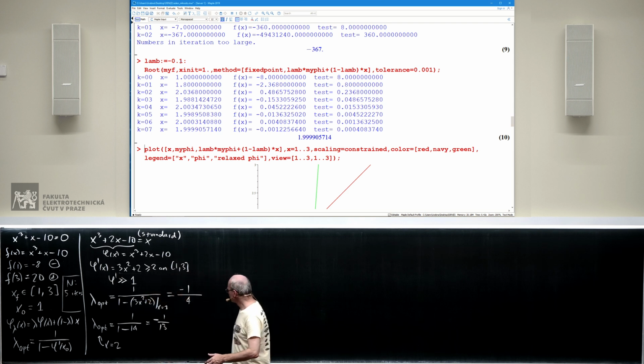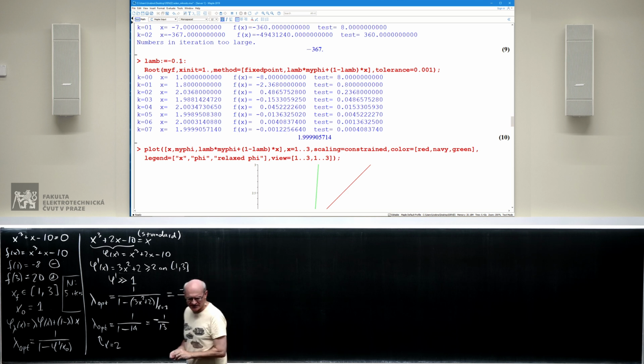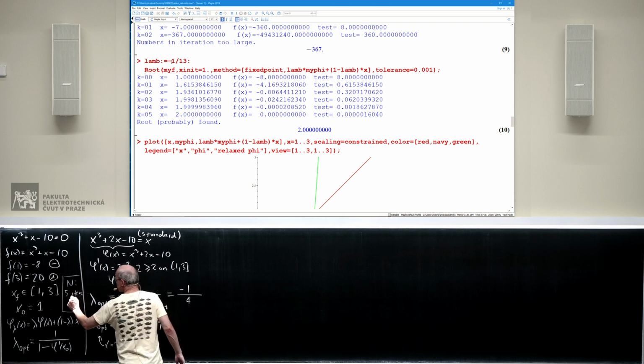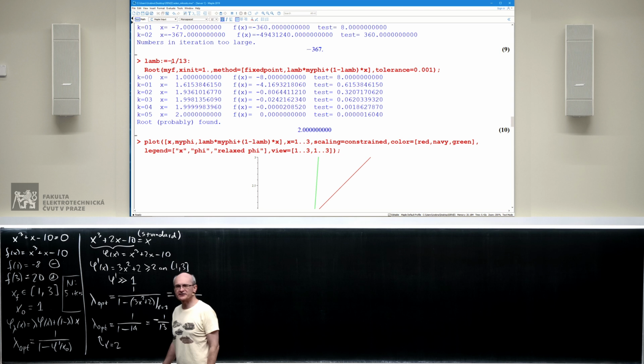I love 13. You noticed probably already. So I really love this optimal lambda. And let's try to put it over here into my procedure. So negative 1 over 13. And we get to 5 iterations, which is matching the performance of the Newton method.